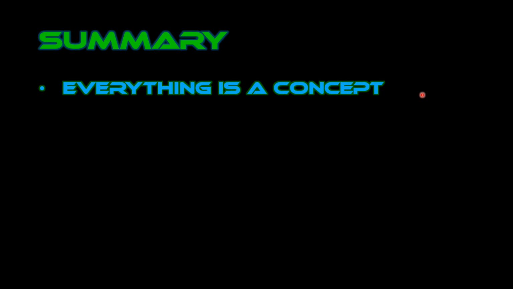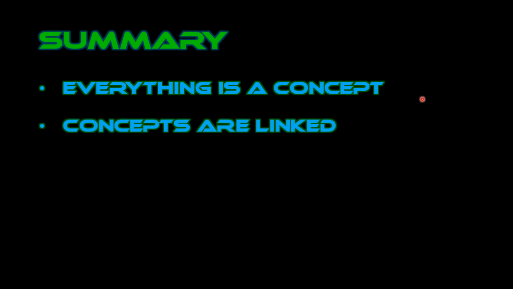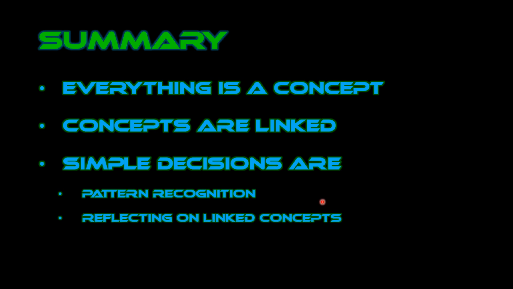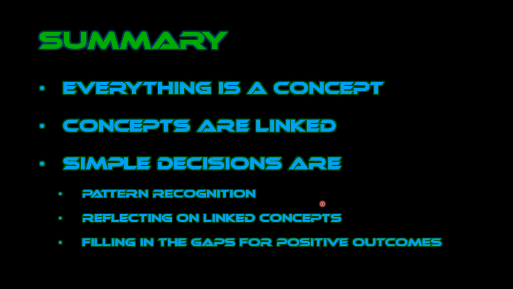And then concepts are linked. That's basically what makes up knowledge, I guess, a series of links between different concepts. And the stronger those links, the more certain you are in that knowledge, the more comfortable, I would say, probably, your AI is going to be. And simple decisions are pattern recognition, reflecting on linked concepts, and filling in the gaps for positive outcomes.